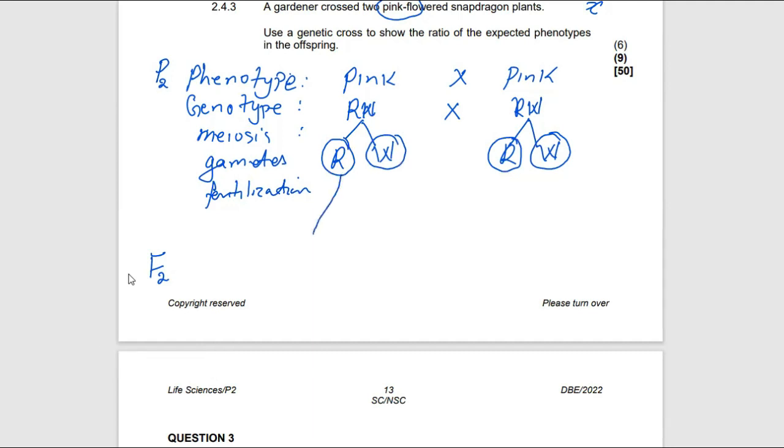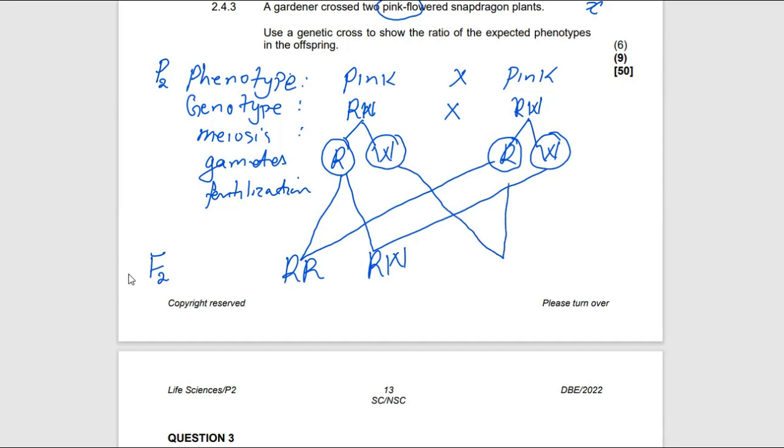For example, this goes with that. So I'm going to have capital R, capital R, and now this with that. So it's going to be capital R, capital W. Now this with that is going to be capital R, capital W. Then this with that. So it's going to be capital W, capital W. Yes. So this is what is called fertilization. So these are the offsprings of the parents.